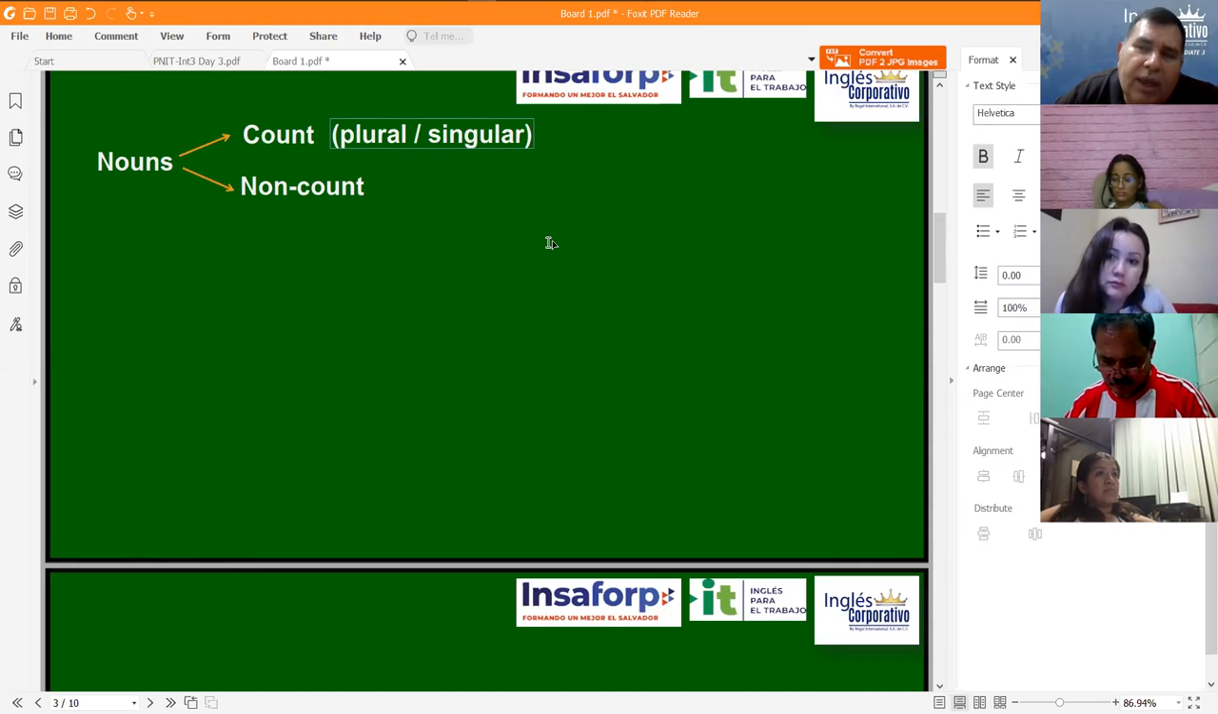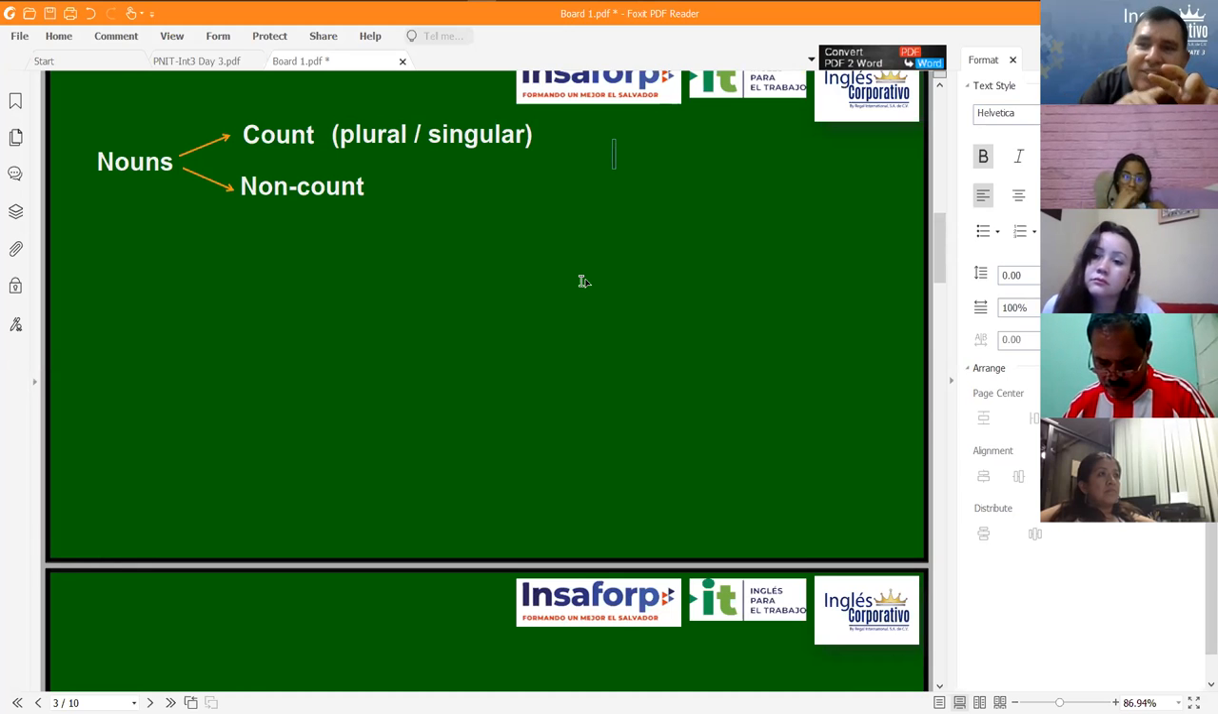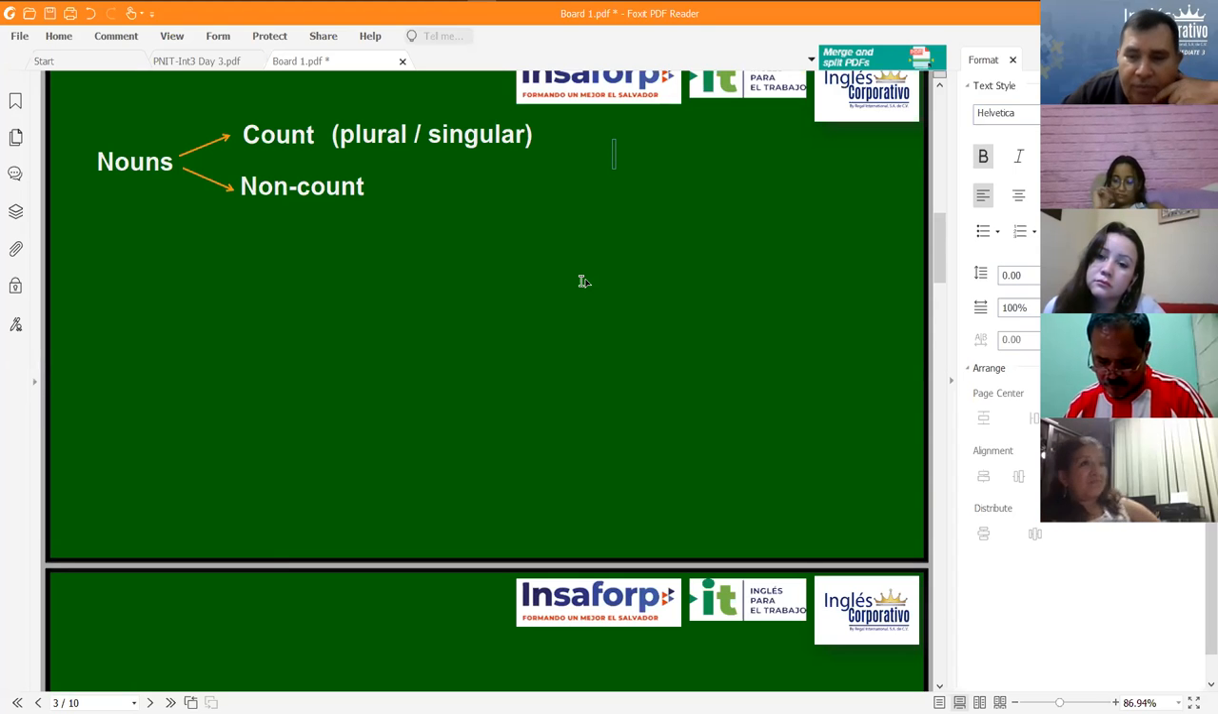Why do they have plural and singular? Because count nouns exist in individual forms. For example, when you see a mango, you see where the mango finishes. It has physical limits. So you can see when one mango finishes and another mango starts. You can see them individually and say one mango, two mangoes, three mangoes, etc. The same happens with bananas. One banana, two bananas, three bananas, etc.